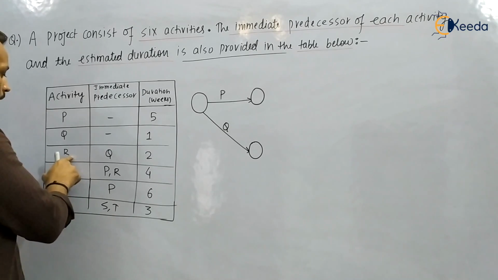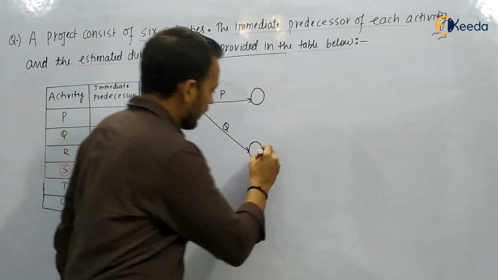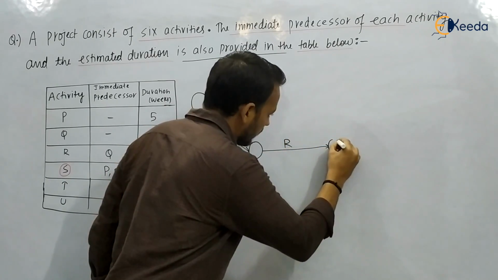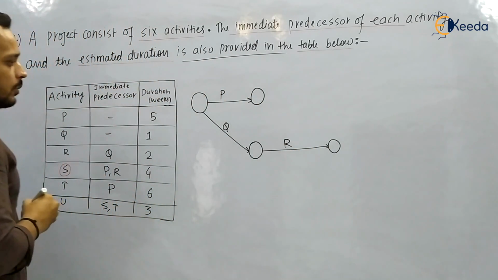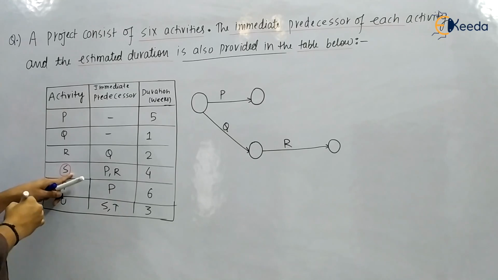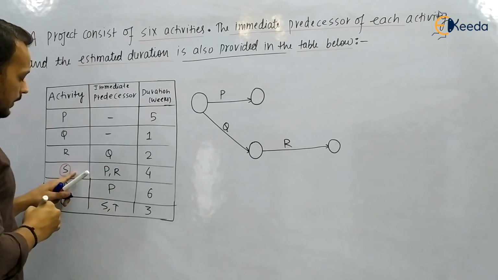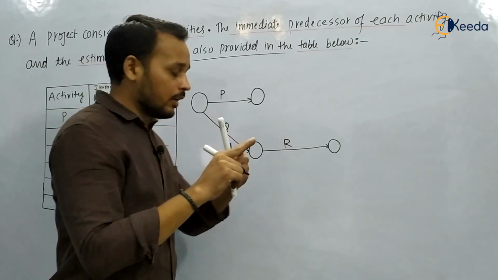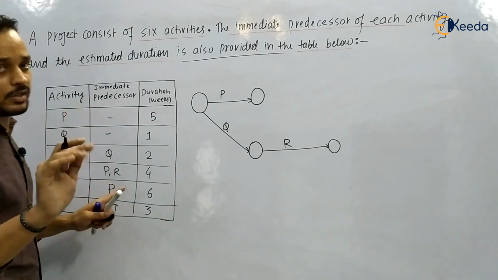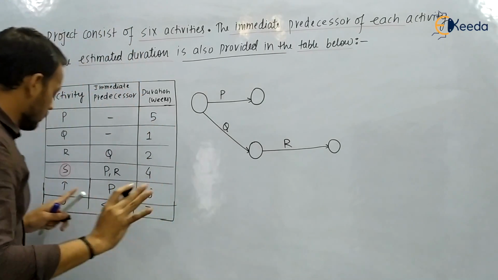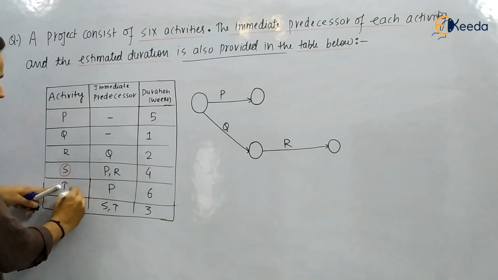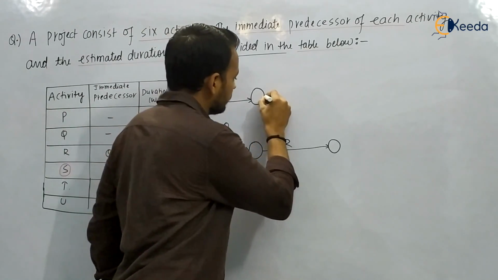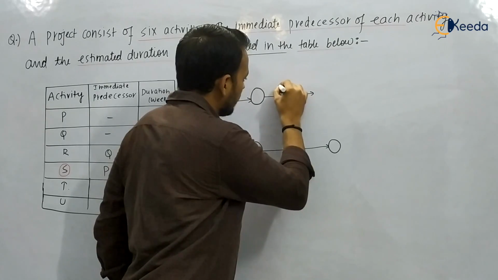Now look for R. R has the precedence Q, so R will be started where Q is terminated. Now look, activity S, the precedence is P and R. So P and R will combine and from there activity S will be started. But I am not drawing activity S now. First look at activity T, the precedence is P. So we draw activity T with precedence P.